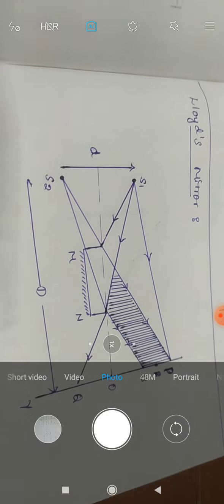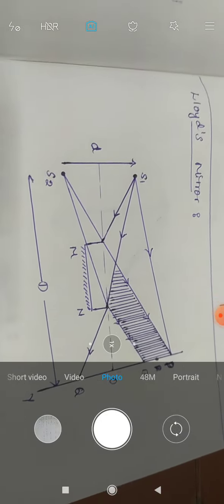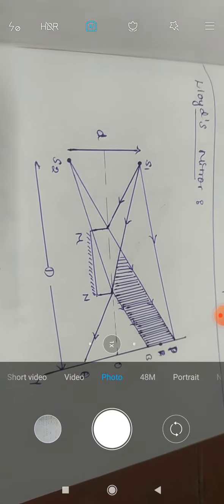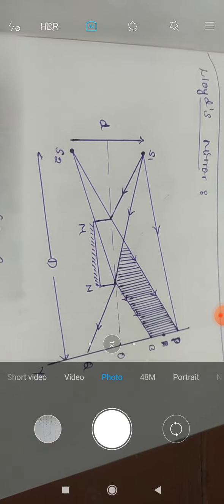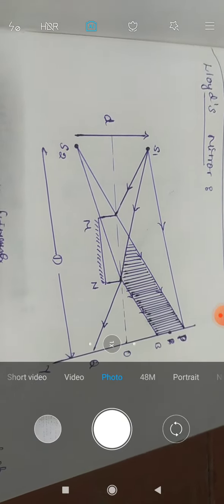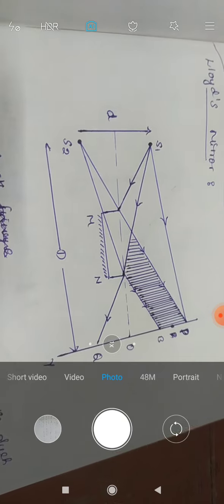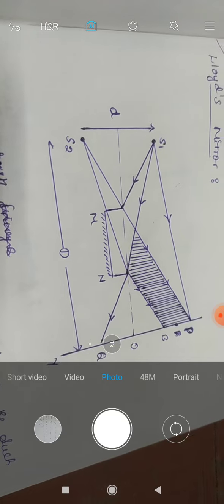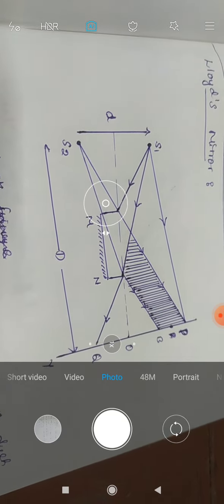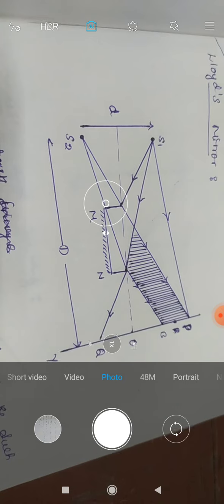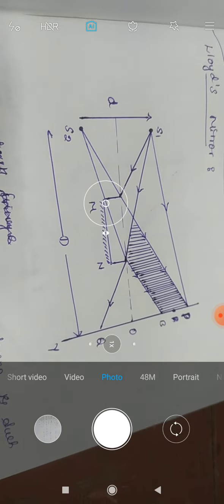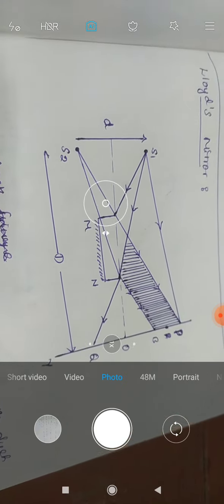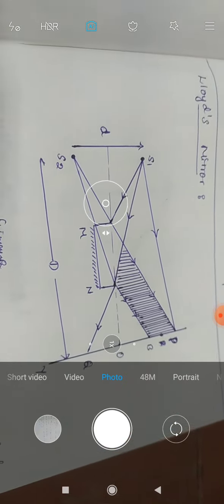Lloyd's mirror is the arrangement for producing an interference pattern using a single slit. We have seen that in Young's method, to produce two coherent light sources, we illuminate a pair of slits with a single source. Alternatively, another simple arrangement for producing an interference pattern with a single slit source is known as Lloyd's mirror. Just observe the diagram here.